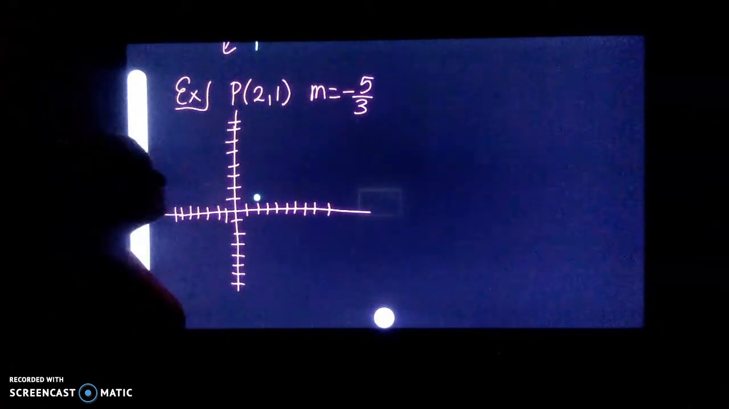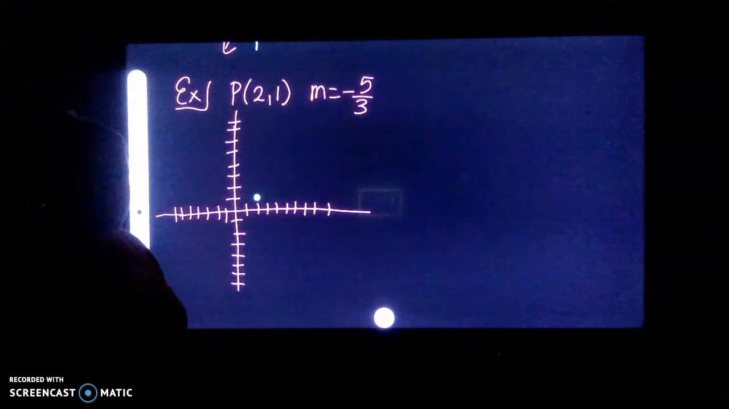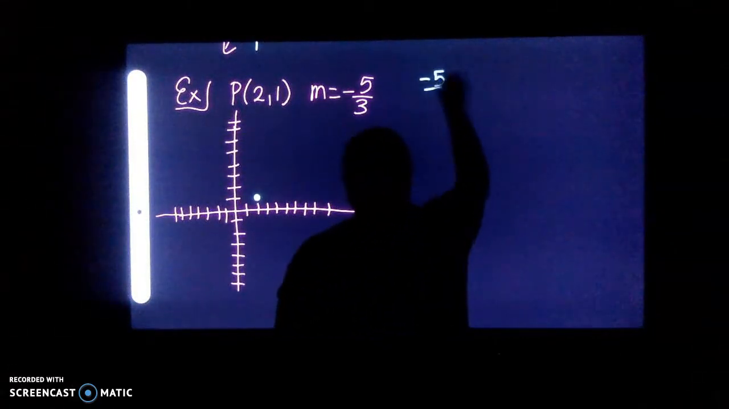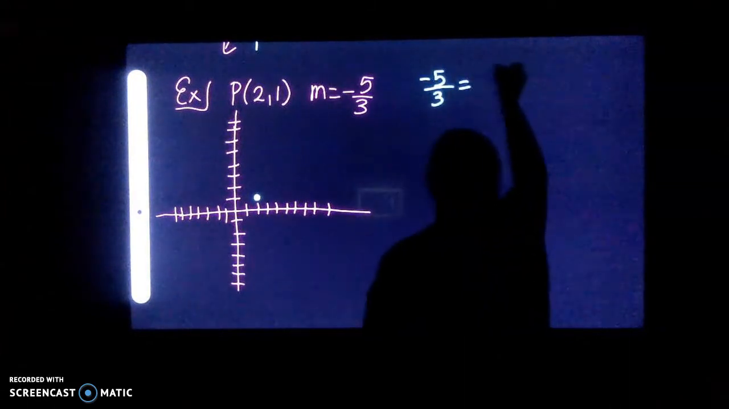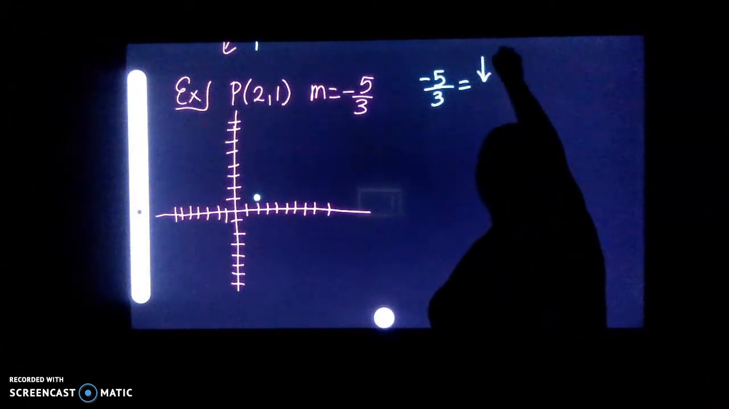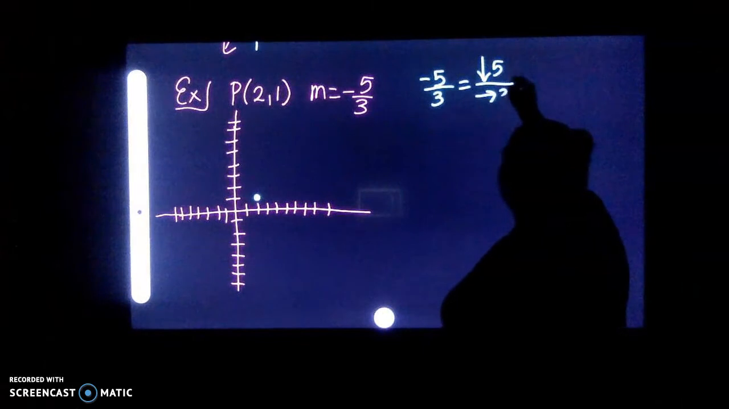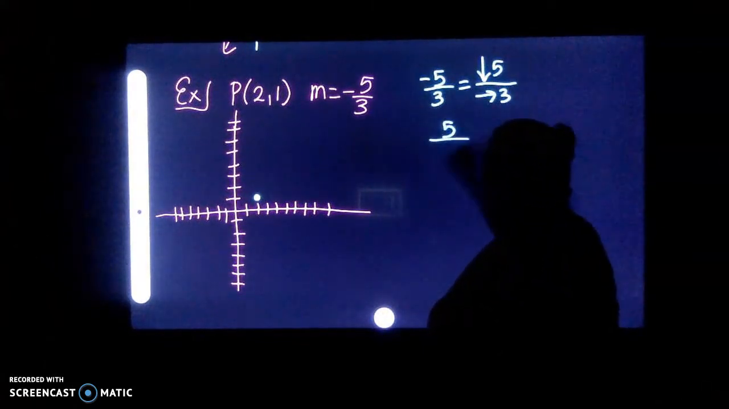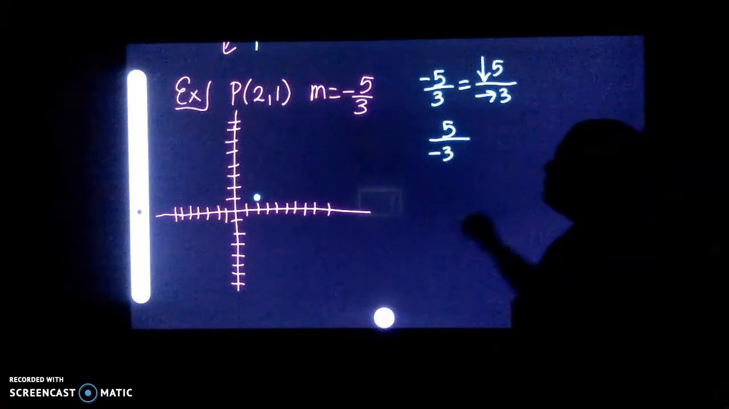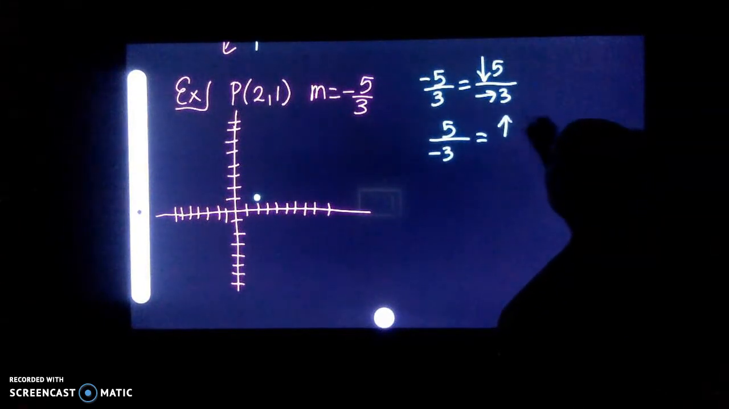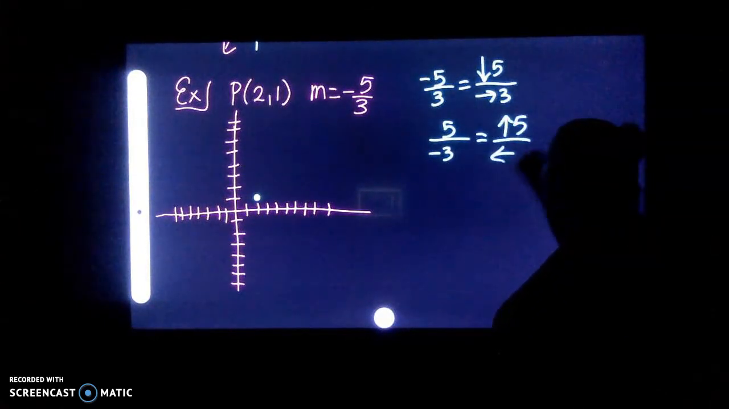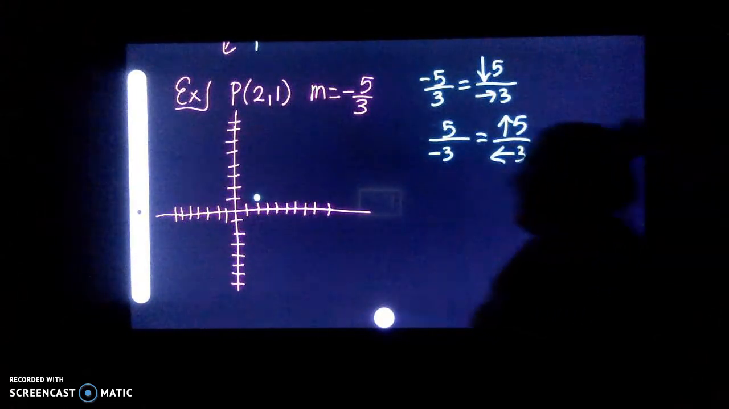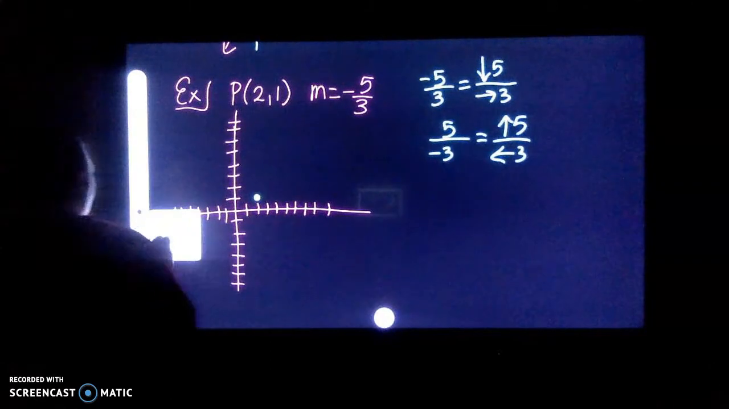which means I can either put the negative with the 5 or with the 3. Okay, so if I put it with the 5, I have -5/3, which indicates that I'm going to go down 5 to the right 3. I could also instead put the negative with the 3, which is 5/-3, which indicates I'm going to go up 5 and then to the left 3. Either direction you go, you're going to get the same line, so it does not matter.